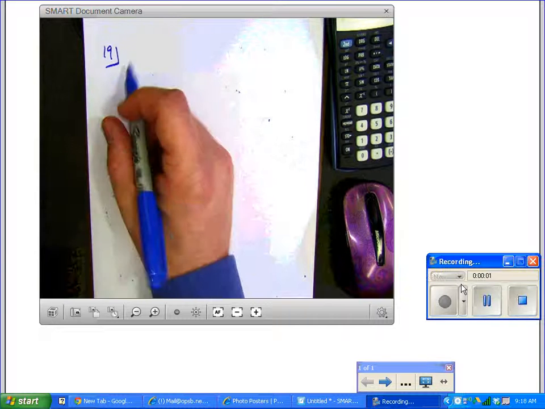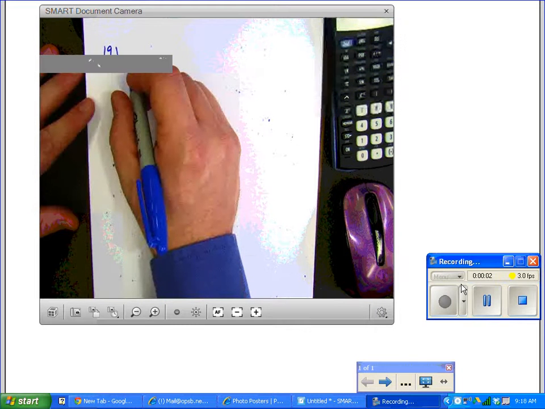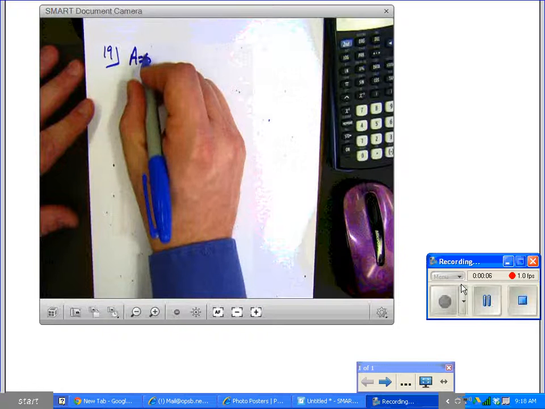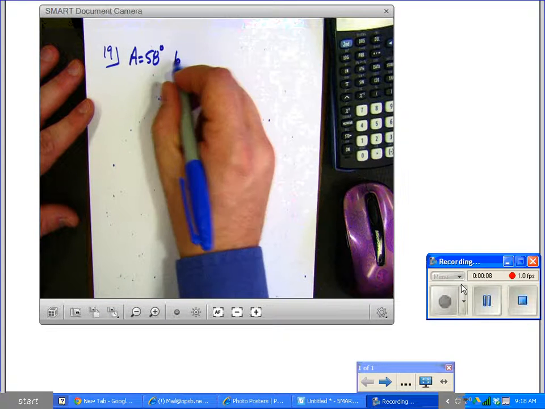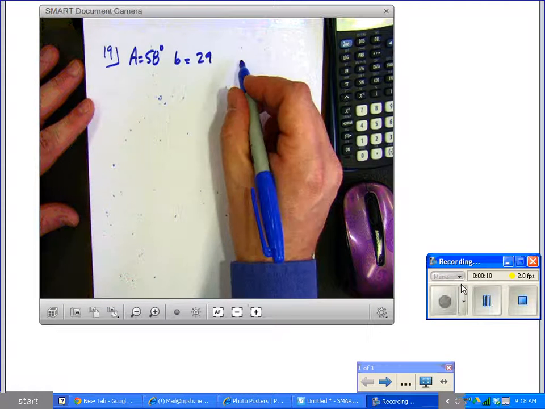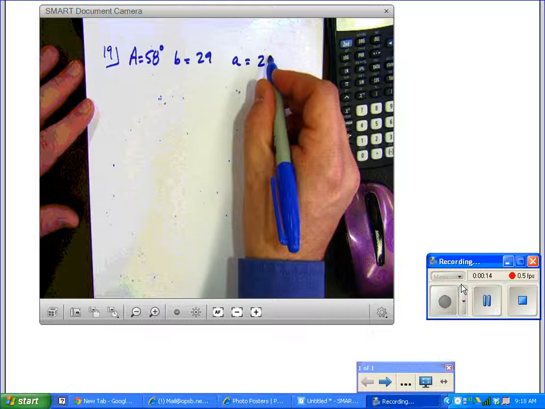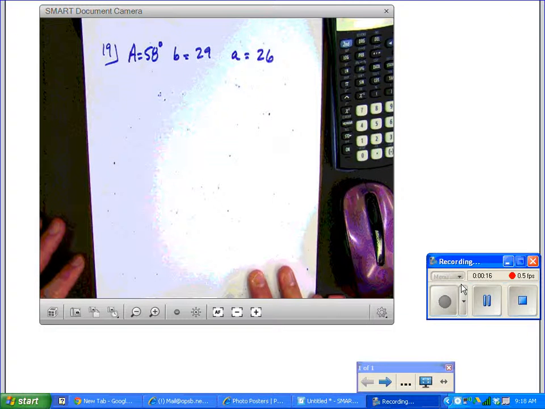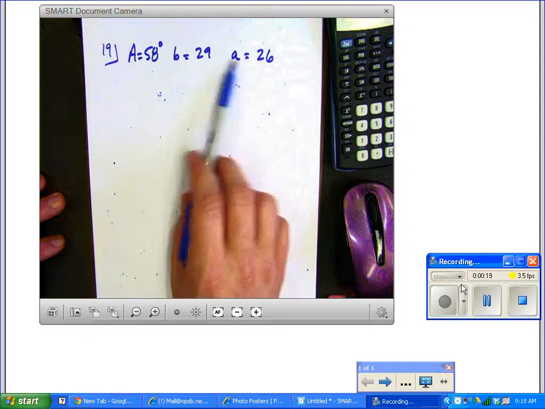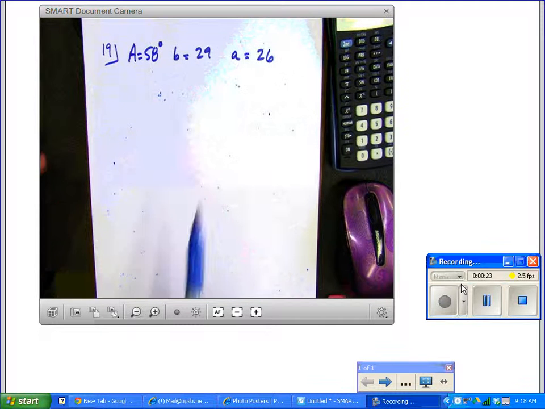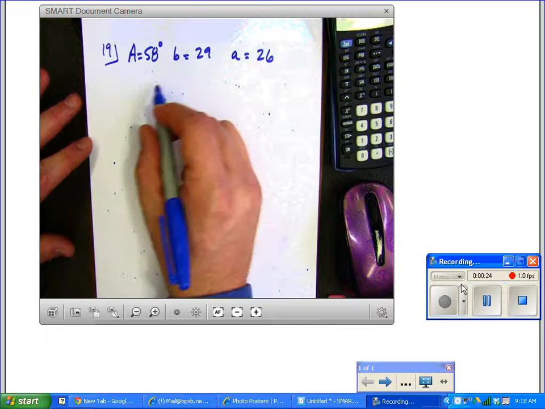Call it out for me? 19. Angle A is 58, side B is 29, and side A. All right, so let's see. Looks like angle C would be in between those two, so it's not side-angle-side. It's definitely side-side-angle.